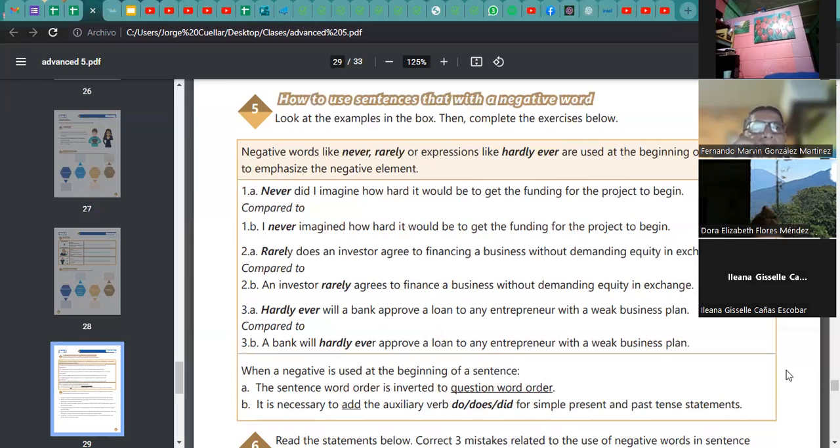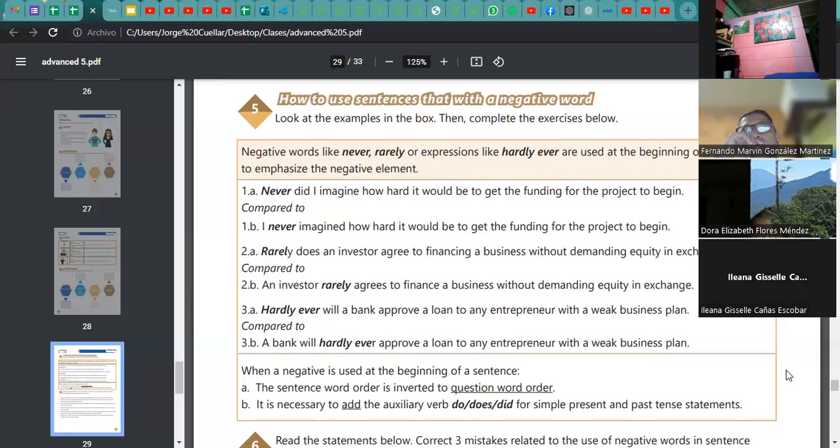Sometimes we can use words like never, rarely, hardly ever, and some other negative words like adverbs of frequency that have a negative connotation. And what we do is we emphasize. That's the only thing. Okay, so if we compare, for example, the first one says, never did I imagine how hard it would be to get the funding for the project to begin. So never is the emphasis there, right? The other one is like a regular statement.